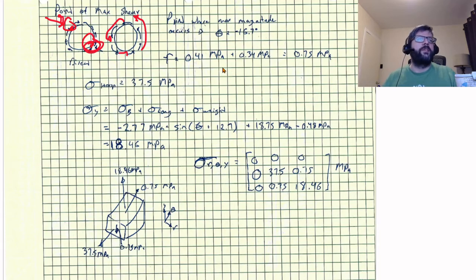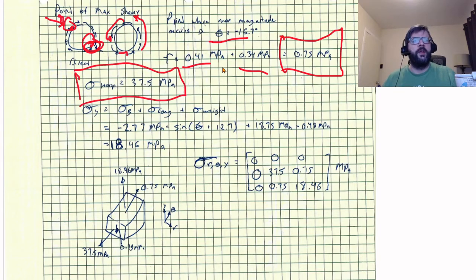So the maximum magnitude occurs at a theta of negative 16.7 degrees. The magnitude of that shear is going to be the 0.41 from the torsion plus the 0.34 from the direct shear, which ends up being 0.75 MPa. At that point, we've also got hoop stress. Hoop stress is 37.5 megapascals, and then we're going to have the stress in the y direction.